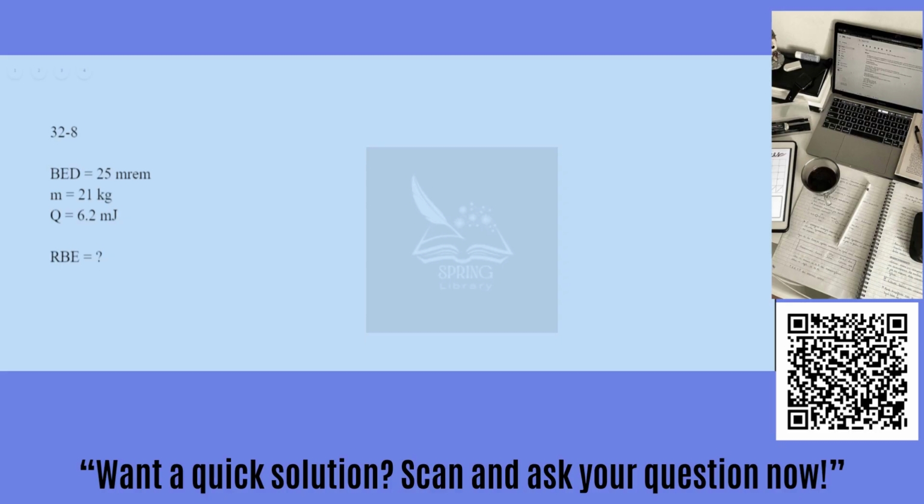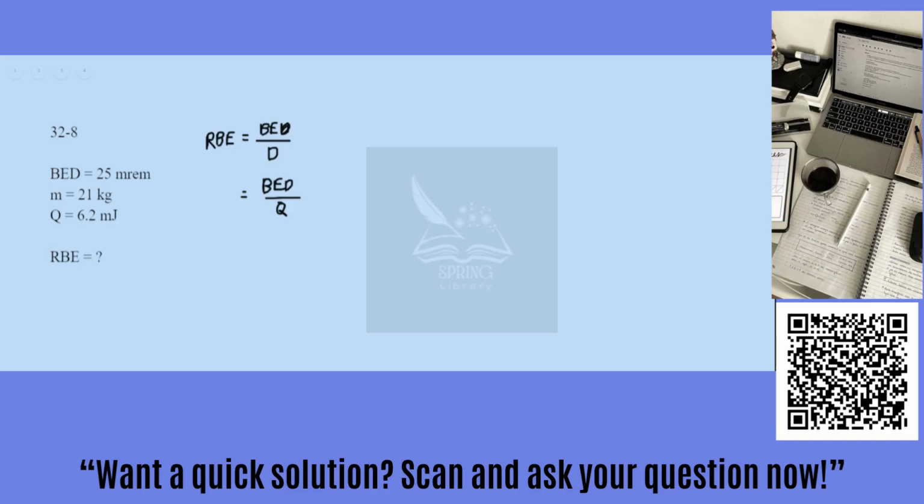Okay, so we're given BED, dose, mass, and we look for RBE. So we can start with just the relationship of the variables that we know. If the BED is simply RBE times dose, then the RBE we can represent as the BED over dose. And since we're not told dose, but we're told energy and mass, this dose term can be represented by the energy over mass.